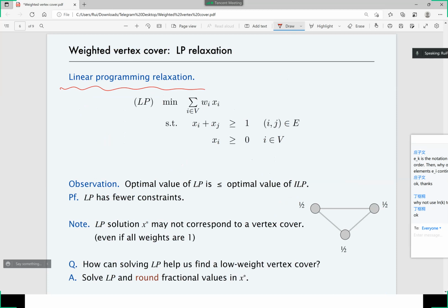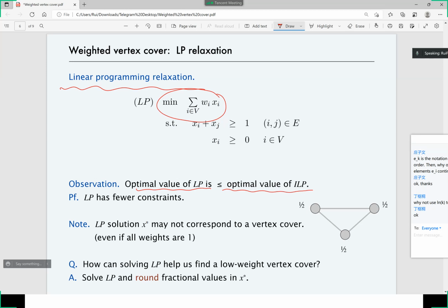So we have several observations. The first observation is that if you solve this linear program, then the optimal solution for the linear program is no more than the optimal solution for the integer linear program. The reason is simply that the linear program has fewer constraints than the integer linear program. If you're trying to minimize a function and you have fewer constraints, then you can possibly get a smaller value as your optimum. LP and ILP are exactly the same, except LP doesn't have these integrality constraints. Therefore, the optimal value for LP may be less than the optimal value for ILP.